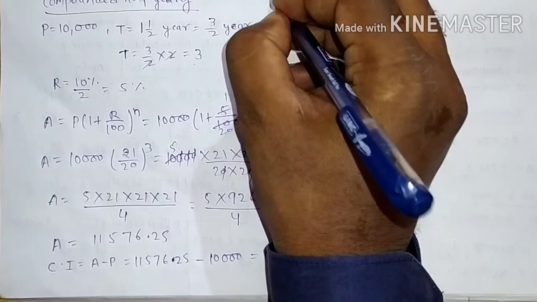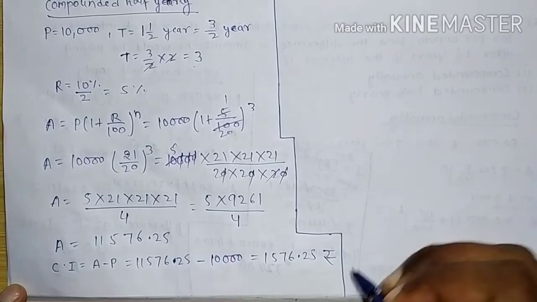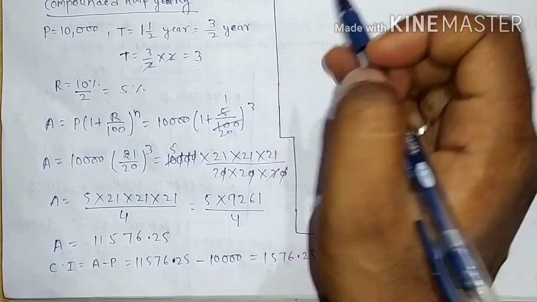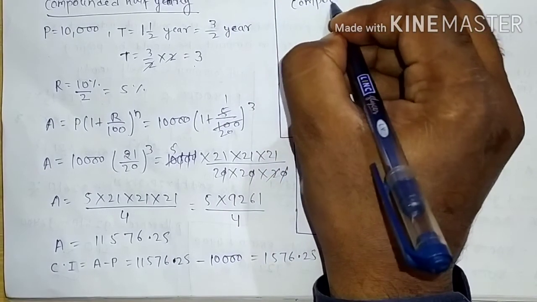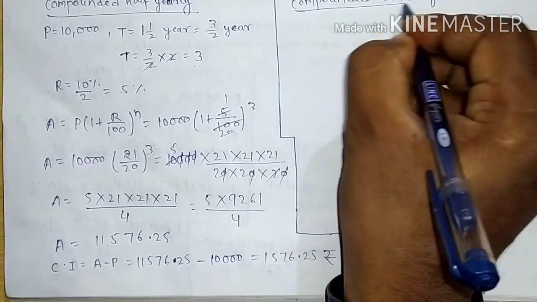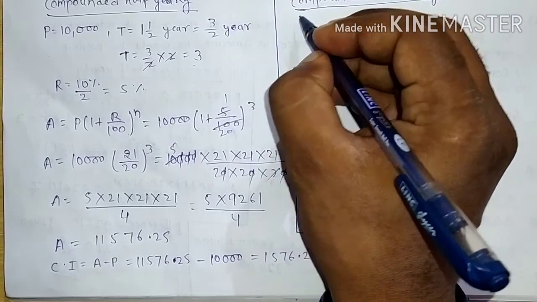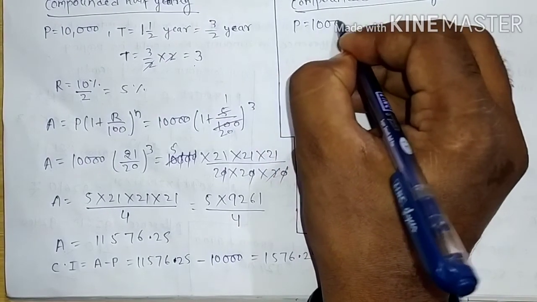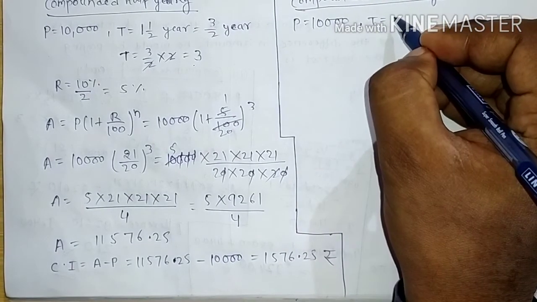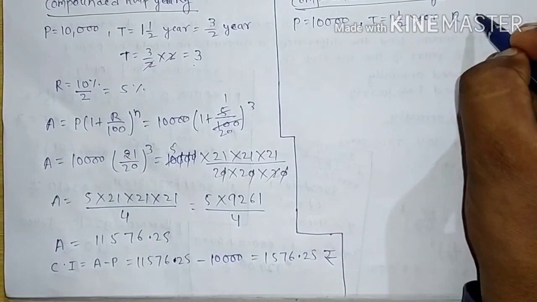After this, we have to also find the amount when interest is compounded annually. So when interest is compounded annually, in this part we have to find also the amount and compound interest. Okay, so P equals to 10,000. Again, principal is 10,000 is given. Time equals to 1.5 years, and R is 10%.